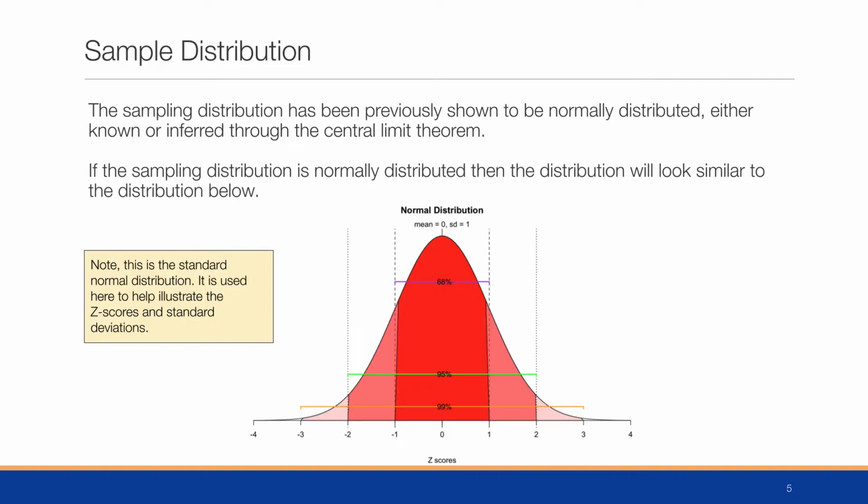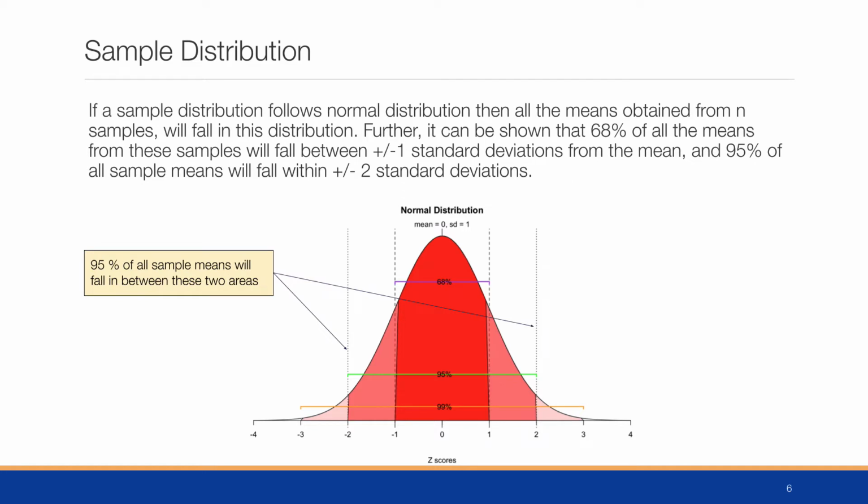As we said before in a previous slide, the sampling distribution was shown to be normally distributed. Either we knew this or we can infer it through the central limit theorem. If the sampling distribution follows this, we again can show that 68% of all the means from the samples will fall between plus and minus 1 standard deviation, 95% will fall between plus or minus 2 standard deviations, and 99% will fall between plus or minus 3 standard deviations.